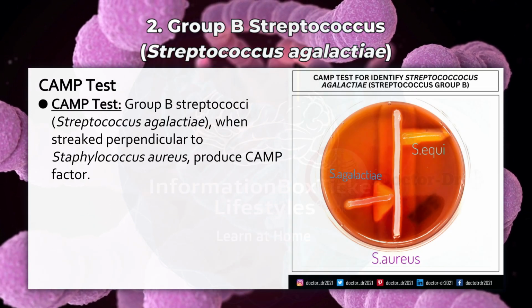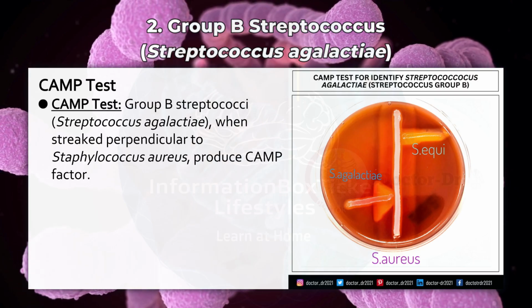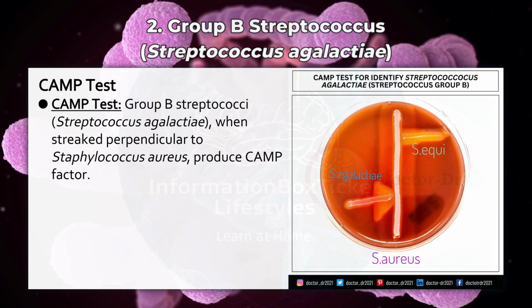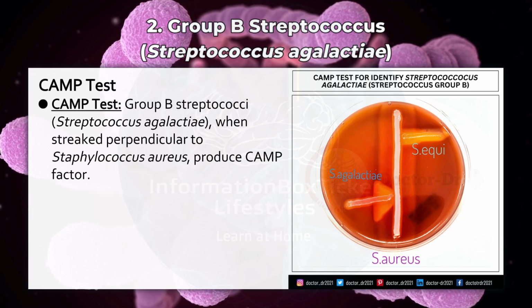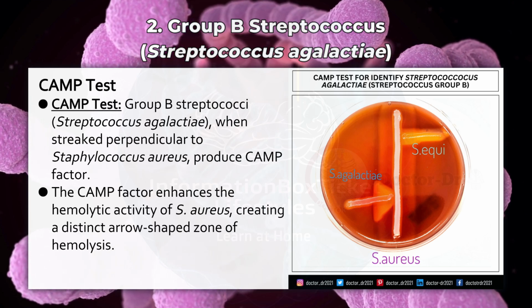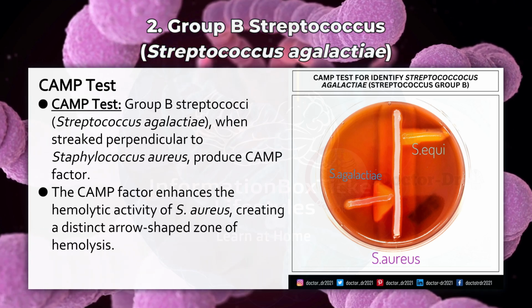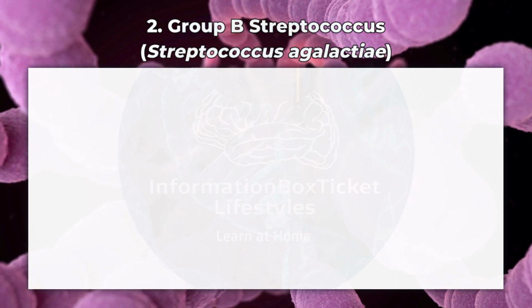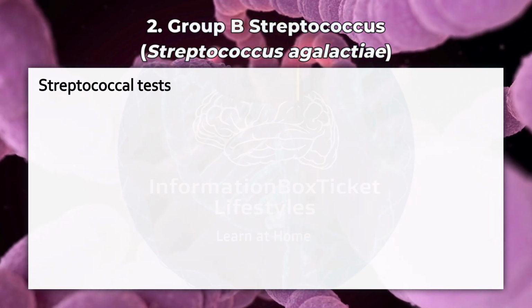CAMP test. Group B Streptococci, Streptococcus agalactiae, when streaked perpendicular to Staphylococcus aureus, produce CAMP factor. The CAMP factor enhances the hemolytic activity of Staphylococcus aureus, creating a distinct arrow-shaped zone of hemolysis. Streptococcal tests.